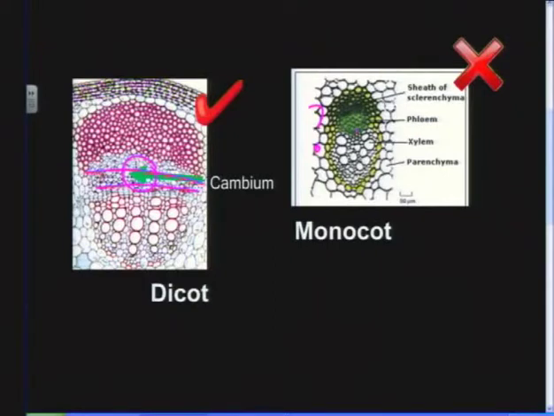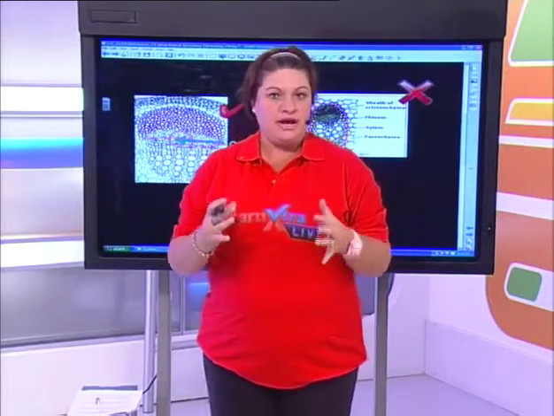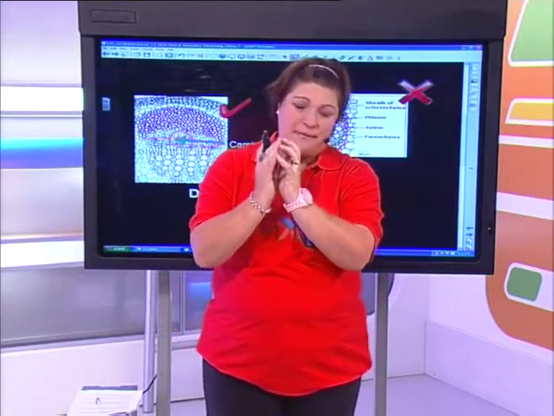If you have a look at my monocot, look at this pink all around here. The vascular tissue is enclosed. It's like somebody putting cement all over me. I can't move, I can't do anything. So that's exactly what's happened here. In the vascular bundle of my stem, that sclerenchyma cap is actually stopping it from growing wider.